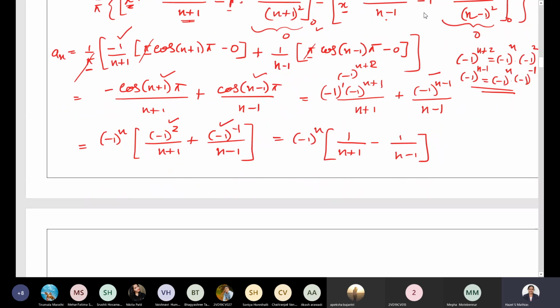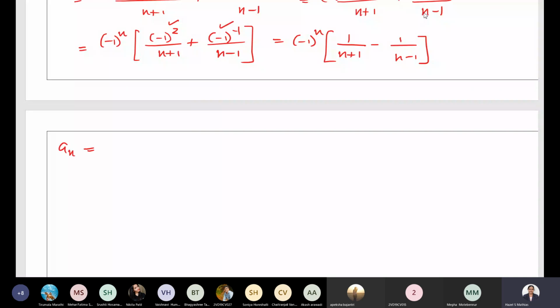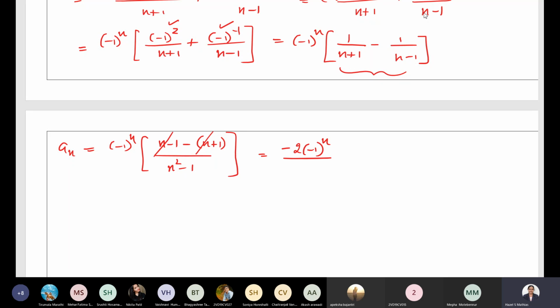What do we get? An is nothing but minus 1 power n. If you take the LCM over here, n plus 1 into n minus 1, so it will be n square minus 1. LCM is n minus n plus 1. So plus n minus n get canceled. So we will have minus 2. Minus 2 into minus 1 power n divided by n square minus 1. Here we will have minus 1 minus 1. Minus 2 into minus 1 power n divided by n square minus 1.